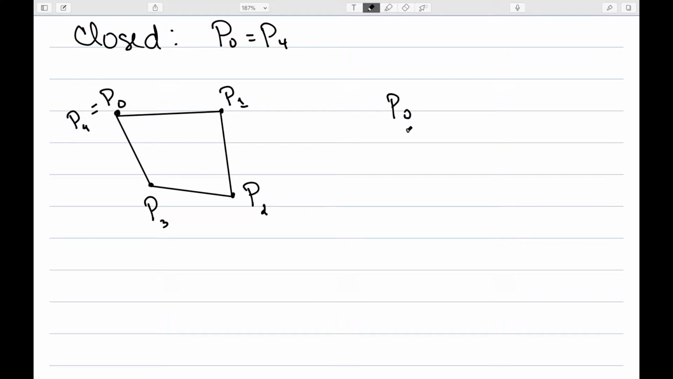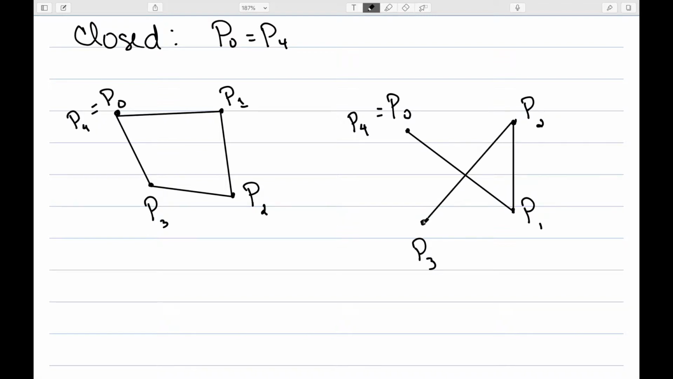As another example, I can put P0 here, P1 here, P2 up here, P3 down here, and then once again do P4 as P0. I then go from 0 to 1, from 1 to 2, 2 to 3, and then 3 to 4. So both of these would be closed polygonal paths of order 4. This one here on the left is known as simple since it doesn't intersect itself. This one on the right is not simple since it does intersect itself.